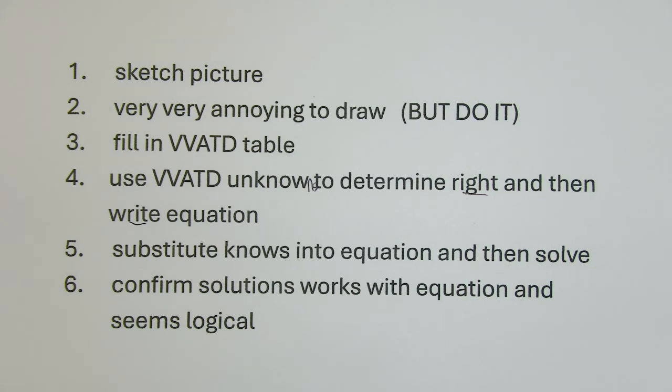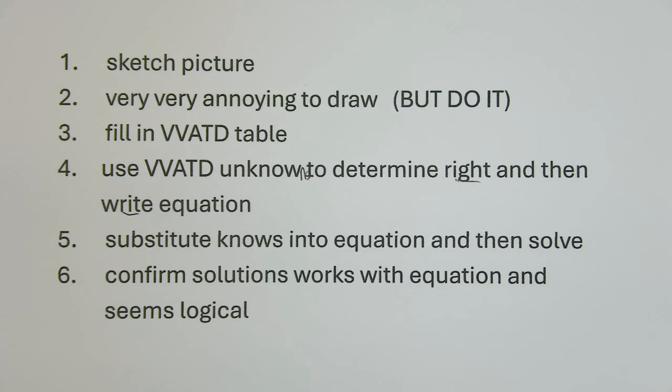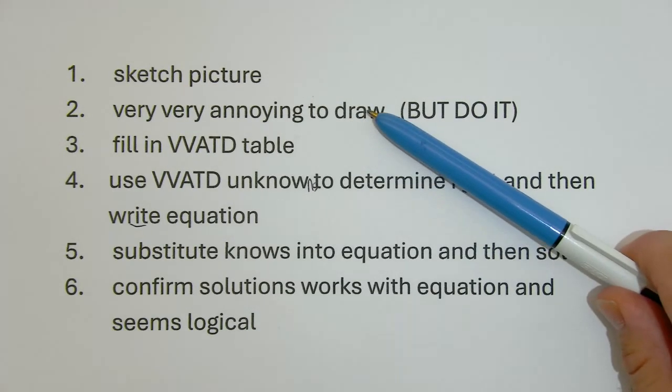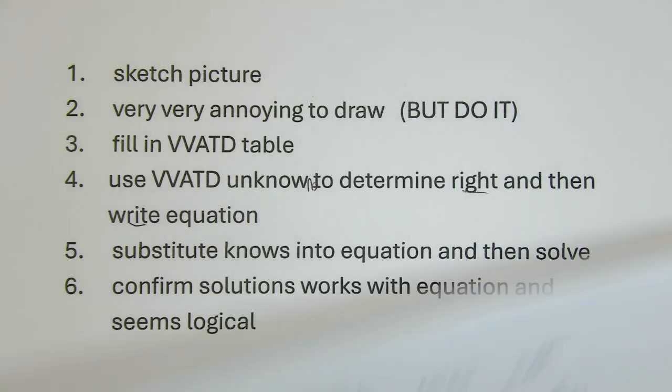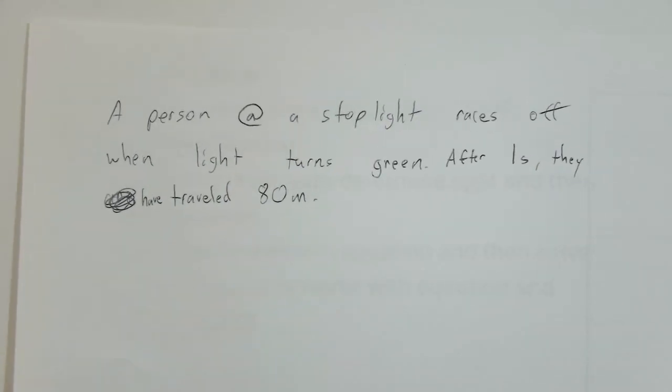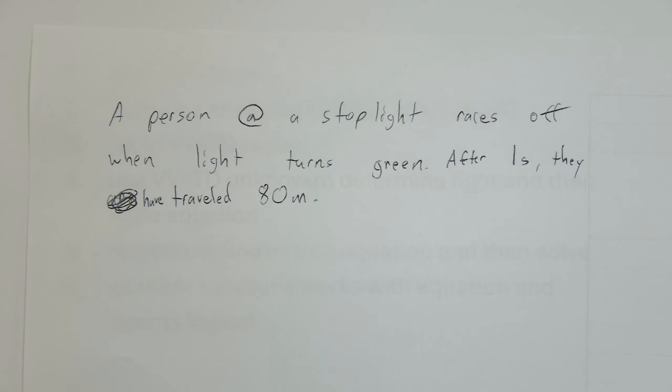And so obviously this calls for an example and exactly what is this very, very annoying to draw thing, but do it. So we'll work through an example and I'll give you some more details of that. We could start with a really basic question like this. This is the kind of thing we would see. A person at a stoplight races off when the light turns green. After 1 second, they've traveled 80 meters.